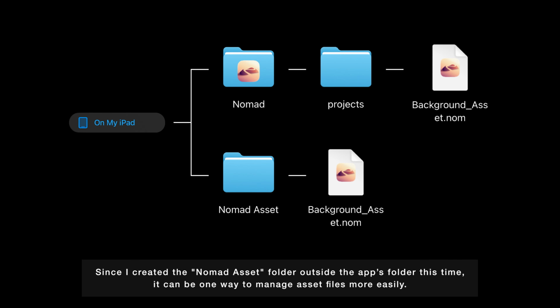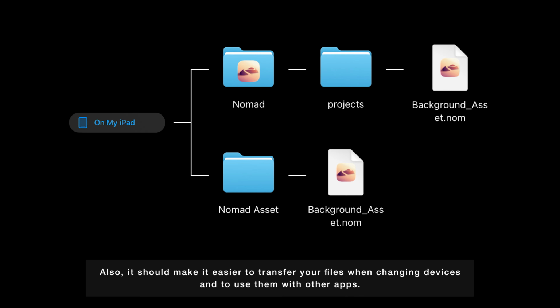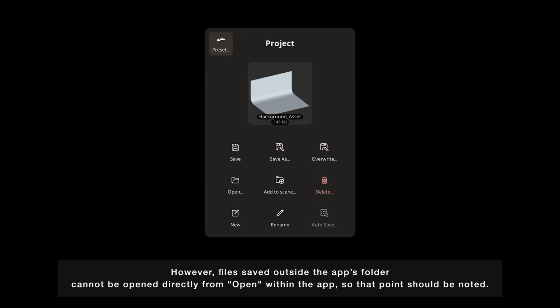Since I created the Nomad asset folder outside the app's folder this time, it can be one way to manage asset files more easily. Also, it should make it easier to transfer your files when changing devices and to use them with other apps. However, files saved outside the app's folder cannot be opened directly from Open within the app, so that point should be noted.